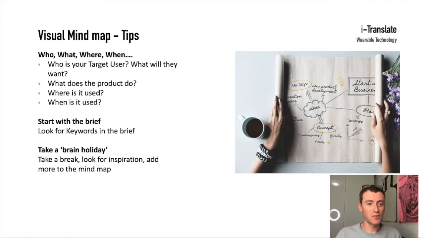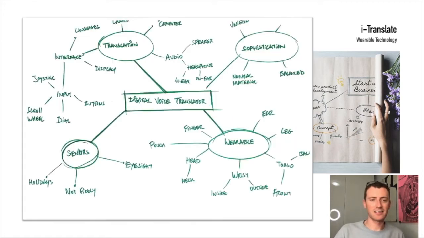And you can look over the brief and find some important words to get you started with the mind map. My final advice is take a brain holiday from time to time. So don't expect to just do this all in one go. You'll probably get halfway through and then run out of ideas. So I recommend looking for some inspiration, having a bit of a break for a minute, and then when you come back to it, you'll have all sorts of things to add.